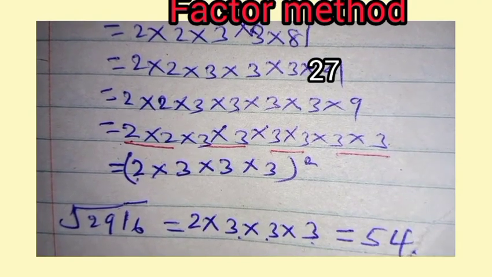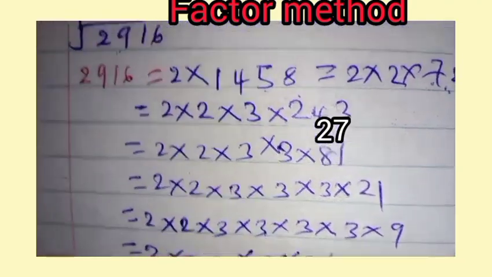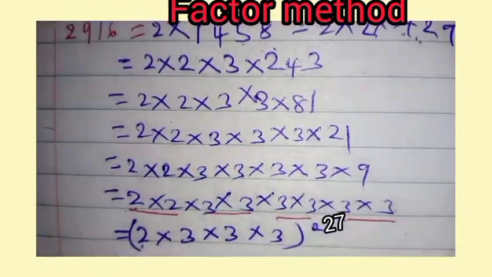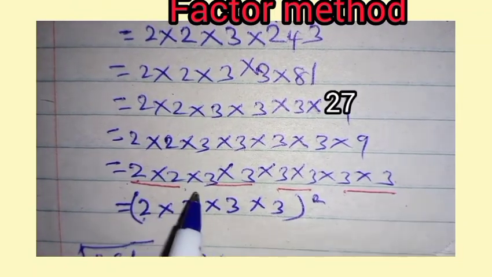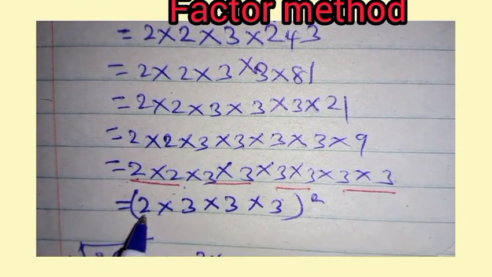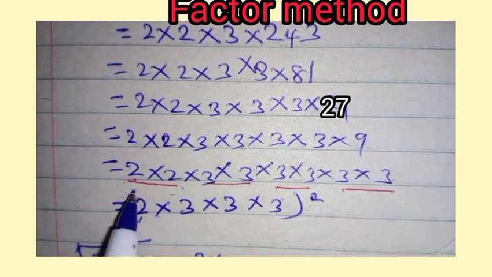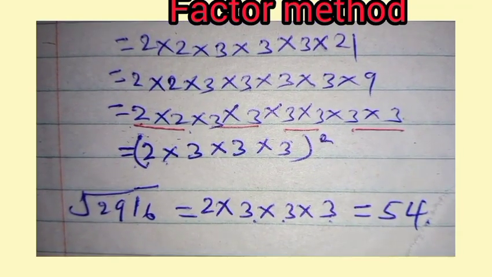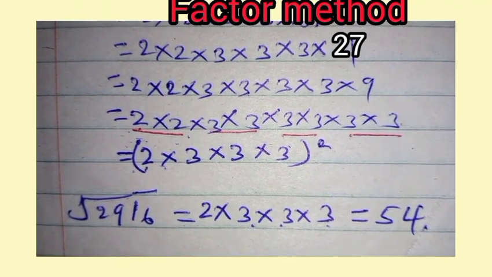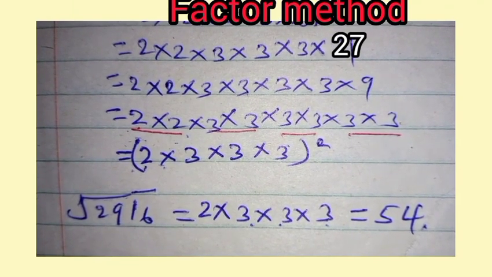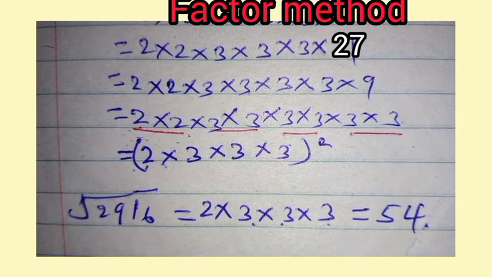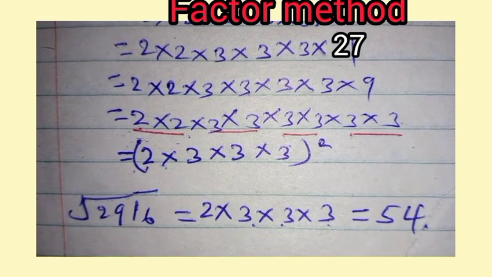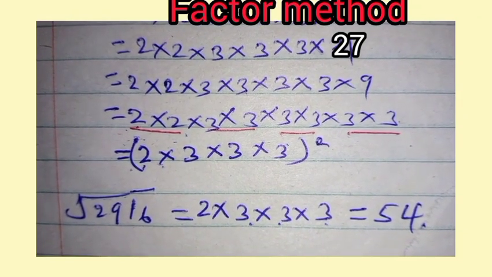You simply write that number in terms of its prime factors. Once you have written it in terms of prime factors, you pair those prime factors, and out of each pair you pick one number. Then you multiply them, and the result will be the square root of that particular number. So it is simple, provided you know how to express a number in terms of its prime factors.